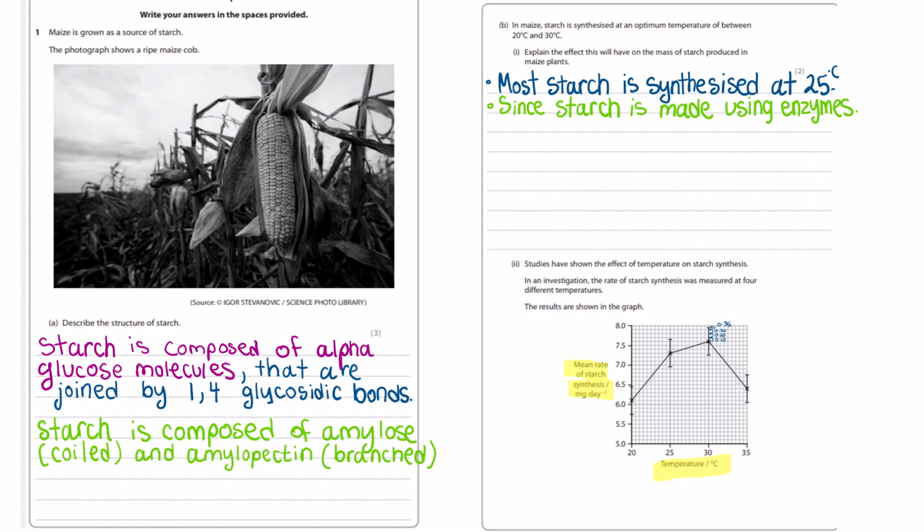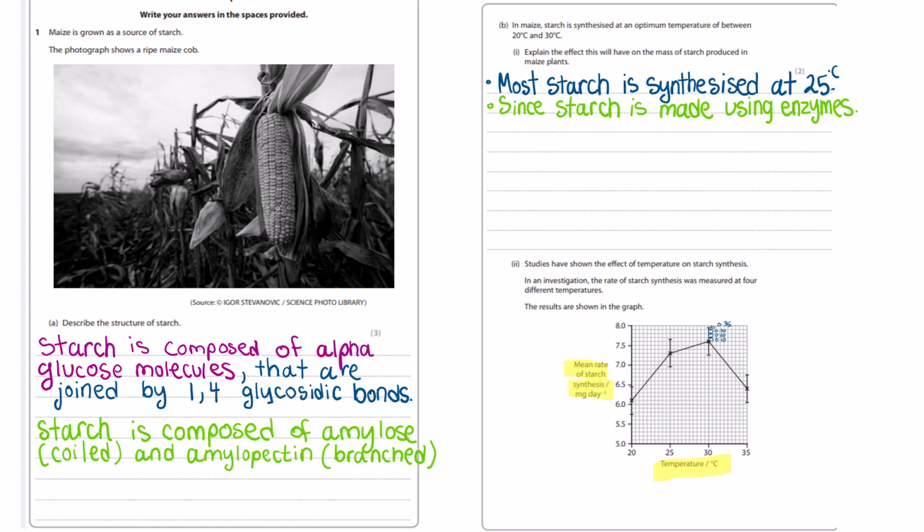Okay, now question B. In maize, starch is synthesized at an optimum temperature between 20 degrees and 30. Okay, so the first keyword is optimum temperature. When I read optimum temperature, the first thing I thought about was enzymes. So the question wants us to explain the effect this will have on the mass of starch produced in maize plants. Okay, so we have a temperature between 20 and 30. So I'm going to choose a sweet spot, which is going to be 25.